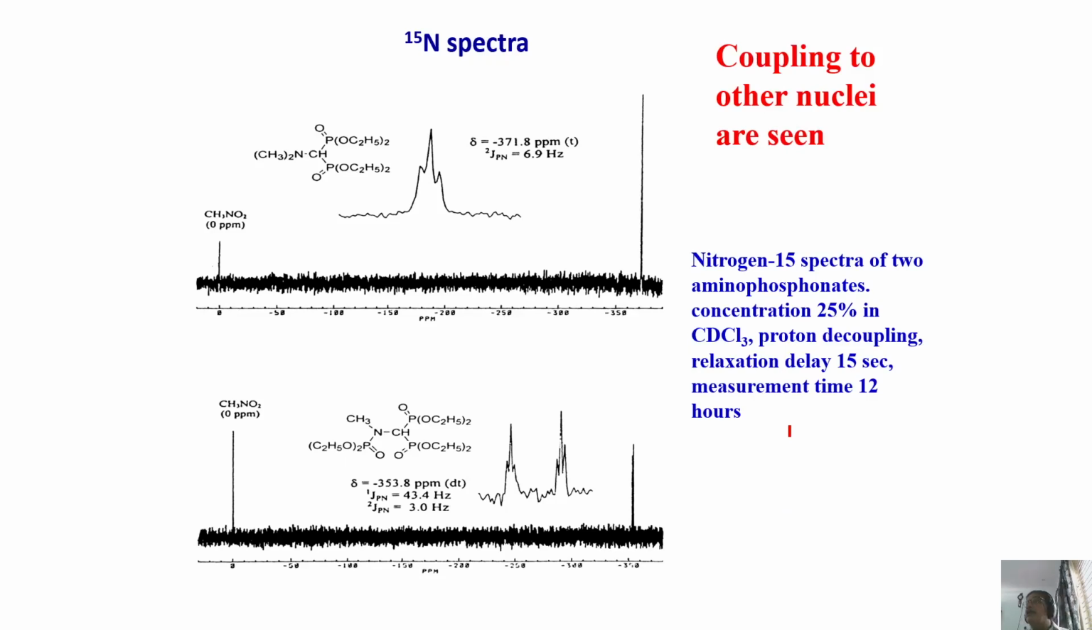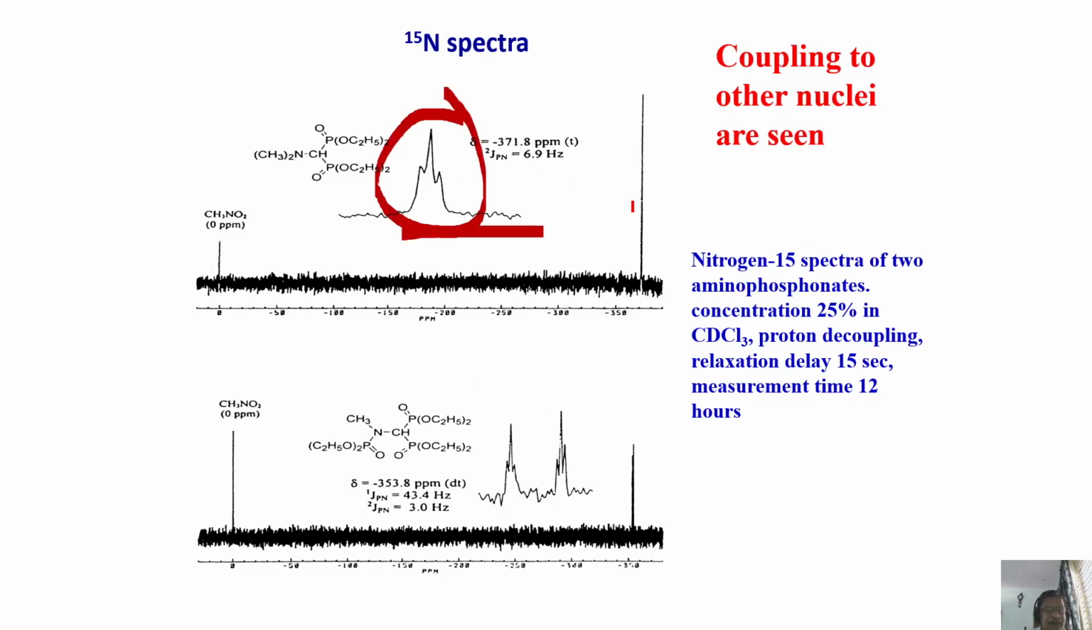Let us go to nitrogen-15 spectra. Something difficult to observe. You can see nitrogen-15 NMR here, and you can see coupling to other things. Generally, it is very weak. Nitrogen spectra of some amino phosphates is very, very weak because nitrogen is very low abundant, so you need to acquire more scans.